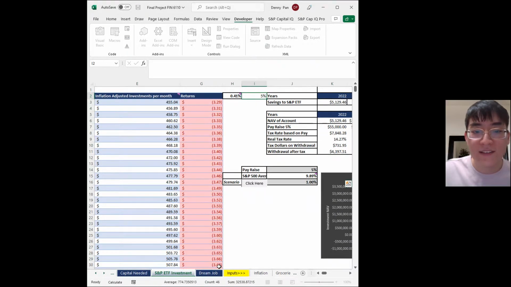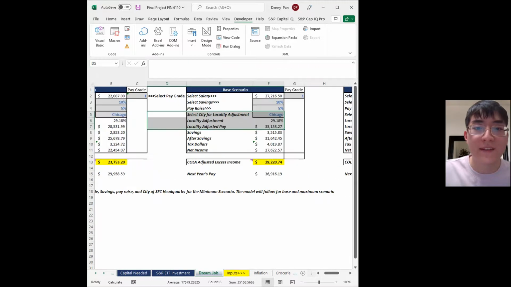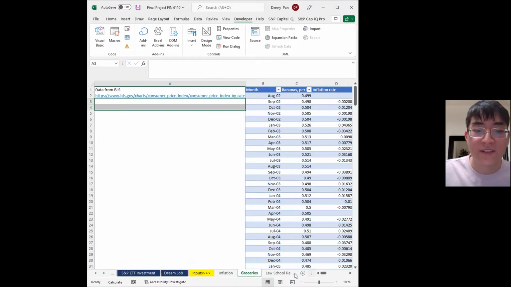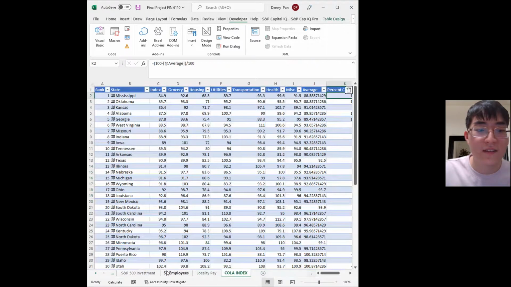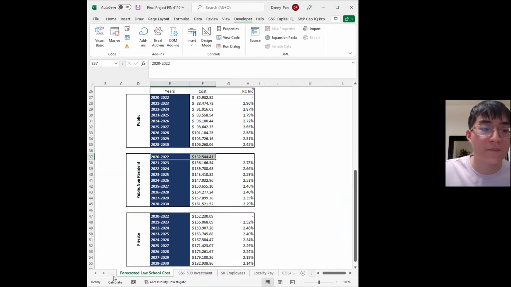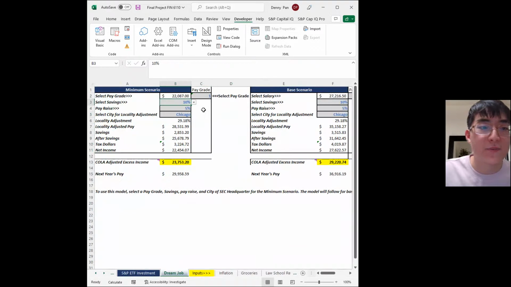All right, next but not least, dream job. For my dream job here, I have this in 3 scenarios: minimum, base, and maximum. There are 17 pay grades according to the SEC, for SEC employees. That's where I got it, from that website, secgovernment.com, right? So 17 pay grades, and you select the pay grade, and then you select your savings, your pay raise, and whichever headquarters city you work for.